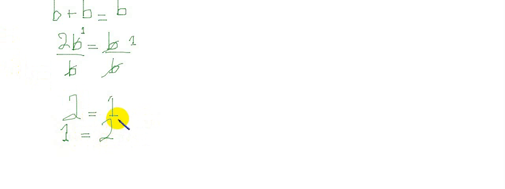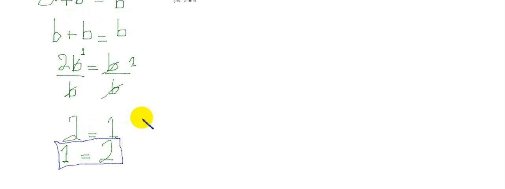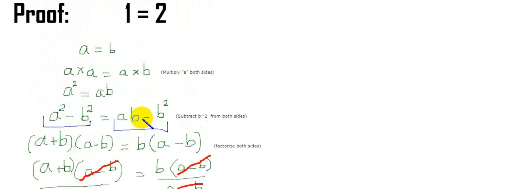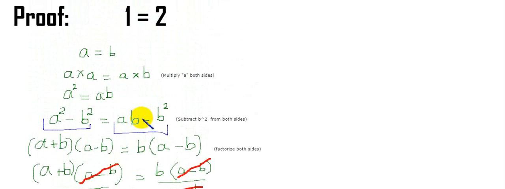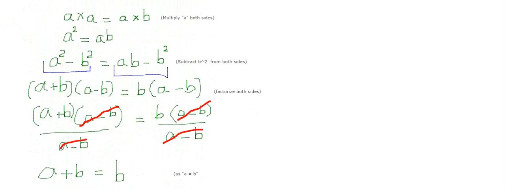So by the look of it, it seems like we proved it, but we have not. It can't be proved that 1 equals 2. There must be a mistake. There must be a violation of some mathematical rules in this proof. So let's see, where is the violation? Okay, I'll show you. Here in this step, we divided both sides by A minus B, and we can't divide by A minus B.